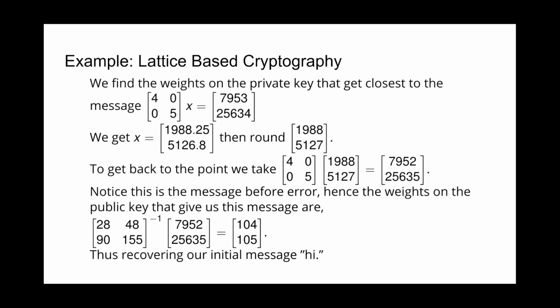So if we undo our linear combination of basis vectors, we find that the weights corresponding to our message are 104, 105, thus recovering our initial message, hi.